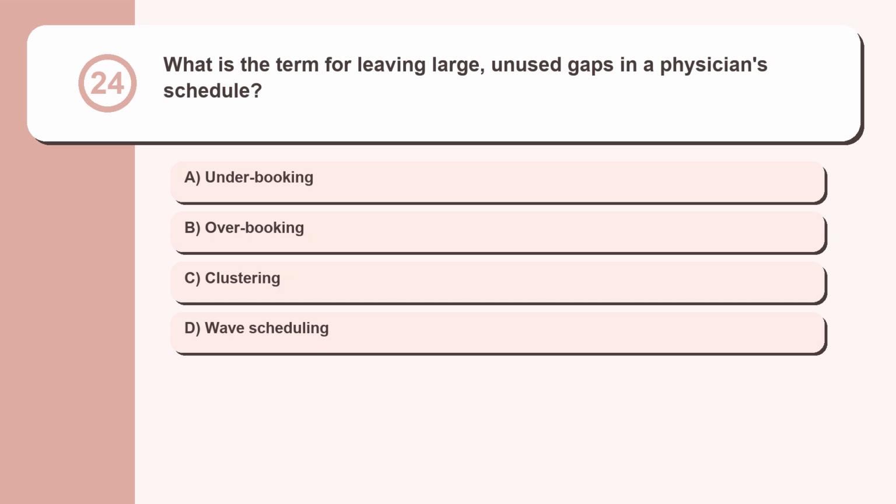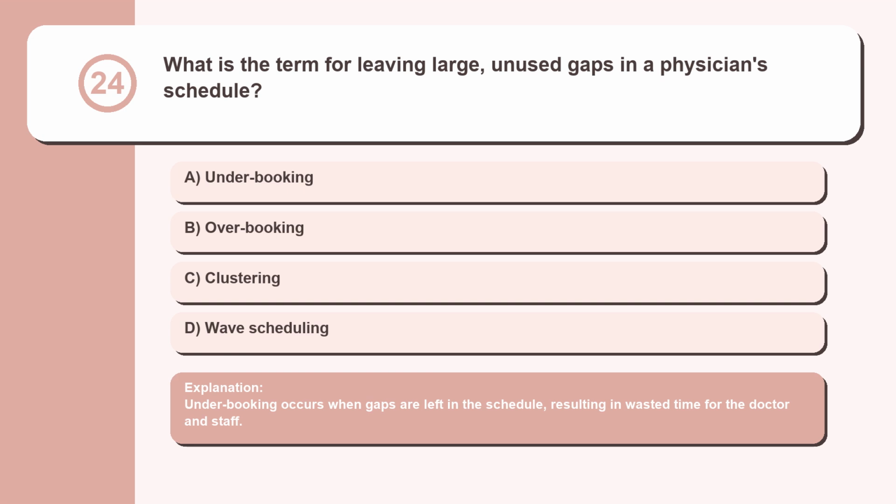Question 24. What is the term for leaving large, unused gaps in a physician's schedule? Here are your options. Option A. Underbooking. Option B. Overbooking. Option C. Clustering. Option D. Wave scheduling. Explanation. Underbooking occurs when gaps are left in the schedule, resulting in wasted time for the doctor and staff.